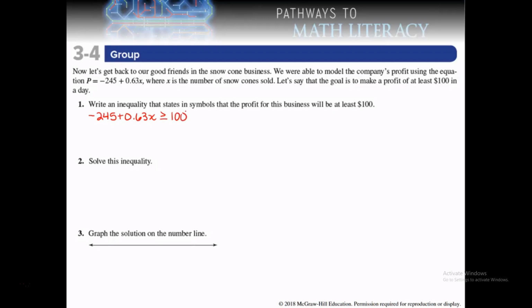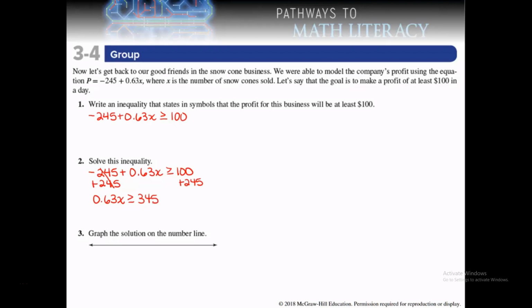And then in 2, we're supposed to go ahead and solve this. So let me start by recopying it. And then we start trying to get x by itself. So first I need to add 245 to both sides. And I can do that without changing the direction of the inequality. So now I have 0.63 times x greater than or equal to 345.